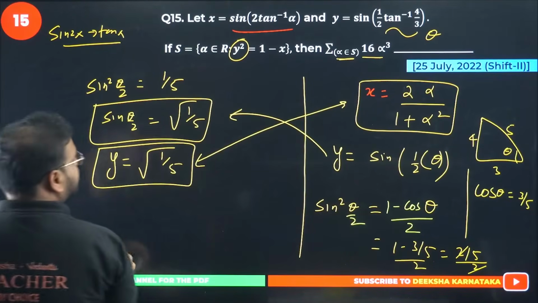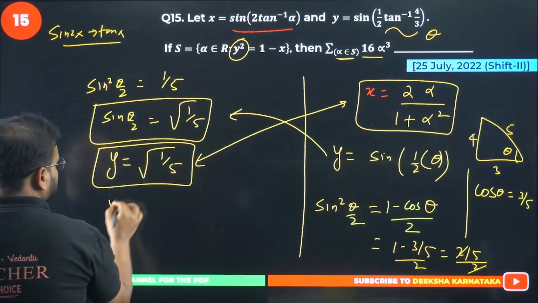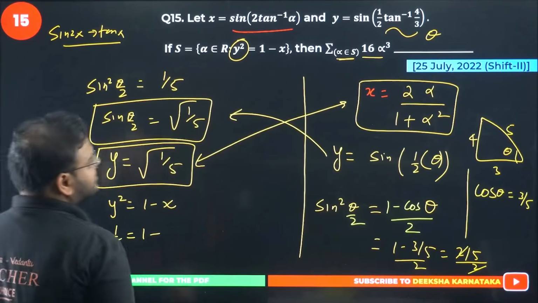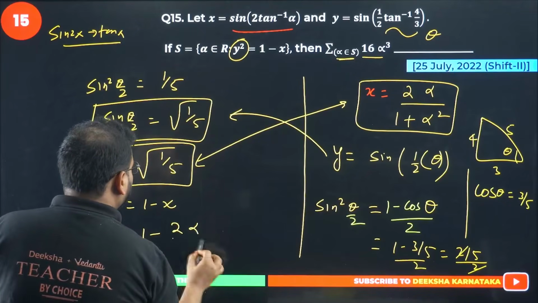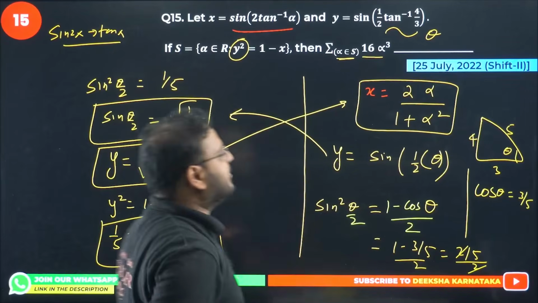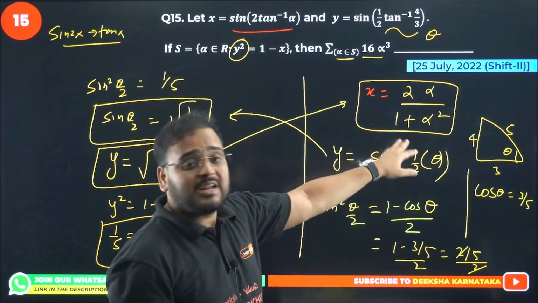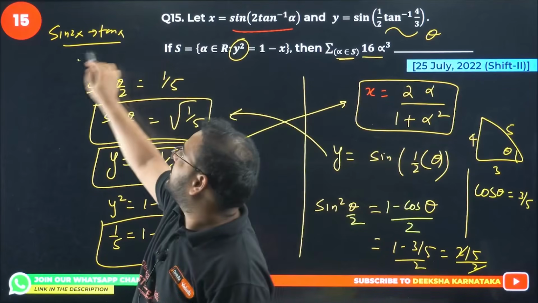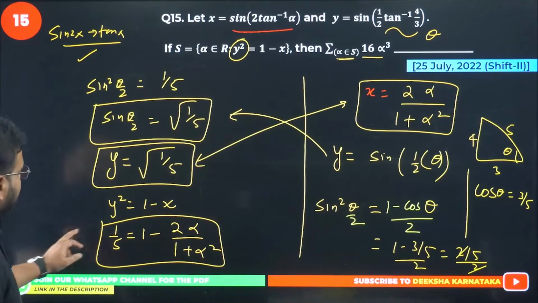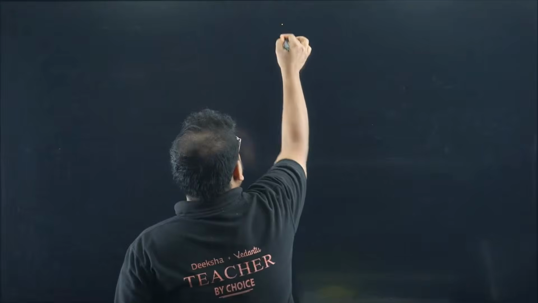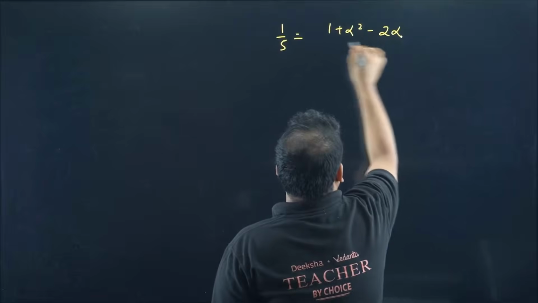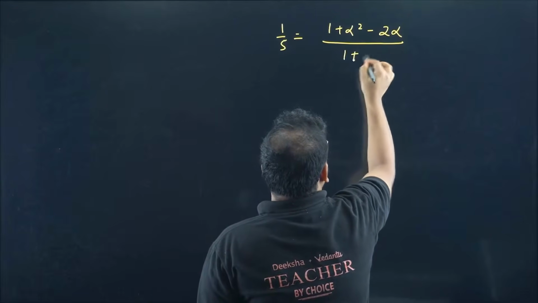Now I'm going to put this and this together. Check this out. So I get here y square equals 1 minus x, right? So 1 by 5 equals 1 minus what is x? 2 alpha upon 1 plus alpha square. I hope all of you got how I got that, by taking the formula for sine 2x in terms of tan x. Remember the formula. So from here I get 1 by 5. Take the LCM, I get (1 plus alpha square minus 2 alpha) upon (1 plus alpha square).